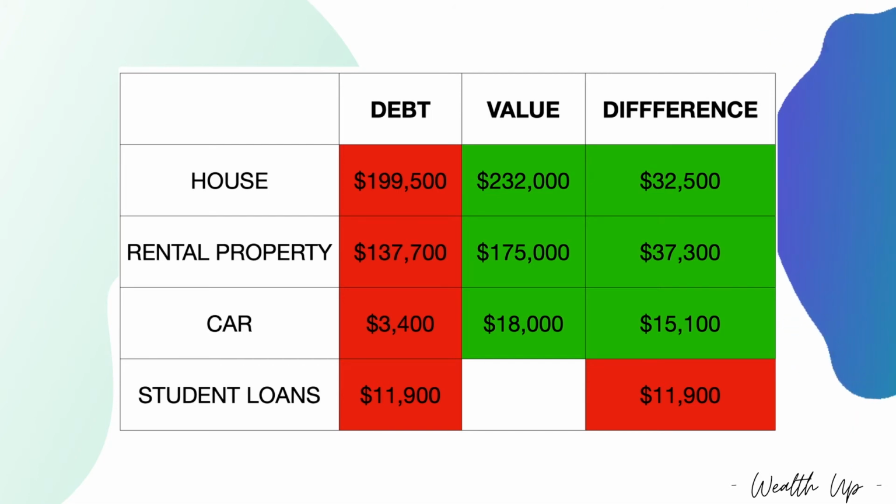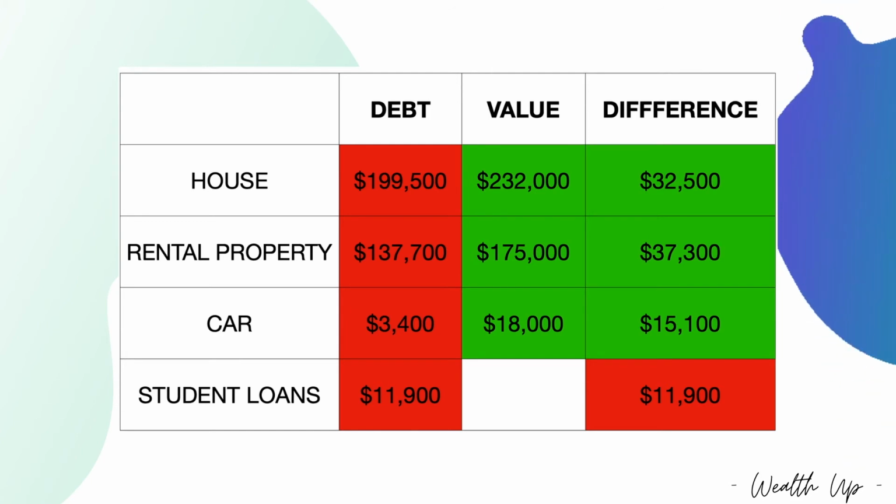Looking at the entire table, you can see that all of the debts or liabilities listed have an asset to back up the value that is greater than the debt, which means that I am not underwater for any of the assets, and the student loans are debatable. Leave a comment below and let me know what you think.